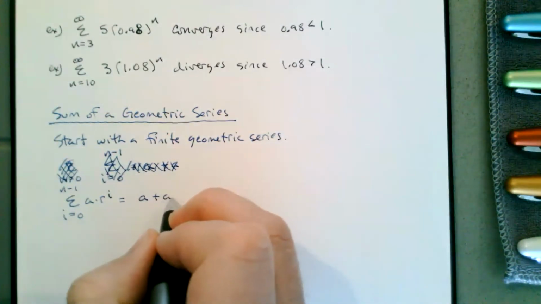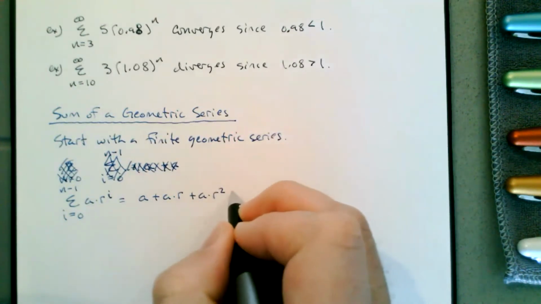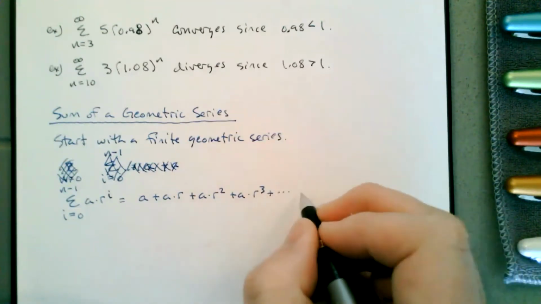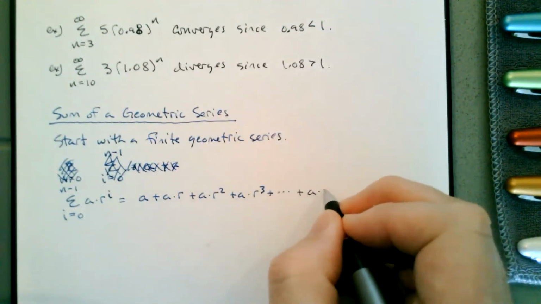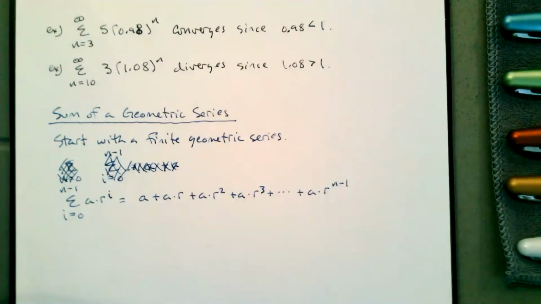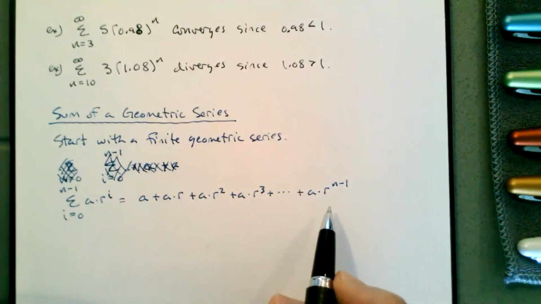a plus a times r to the first plus a times r squared plus a times r to the third, and go all the way out to a times r to the n minus 1. The reason that we're going to n minus 1 is I want there to be n terms. So it's 1, 2, 3, 4, n terms.